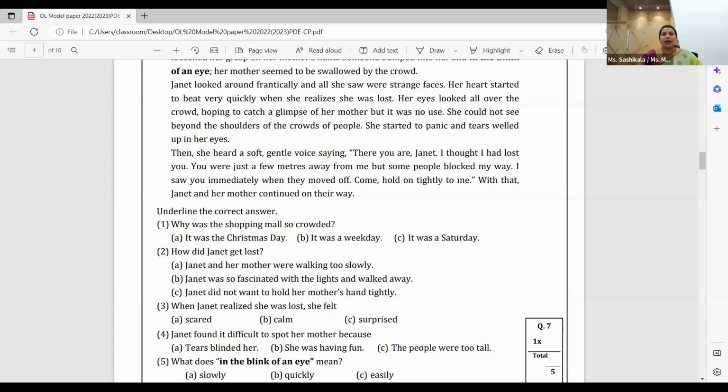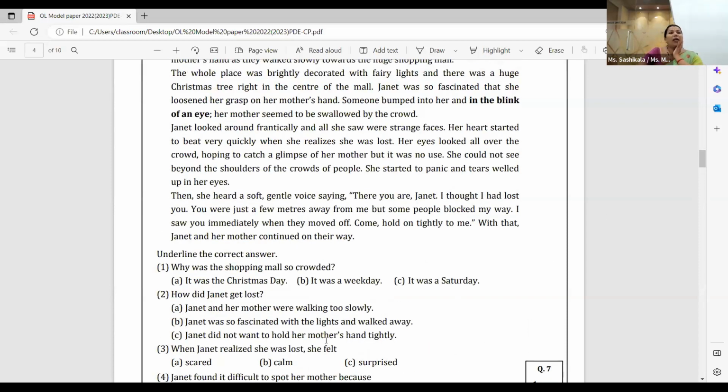What are the 3 answers given here? Why was the shopping mall so crowded? Here it says it was the Christmas day, it was a weekday, it was a Saturday. Now see, why was the shopping mall so crowded? The key points are shopping mall was so crowded.